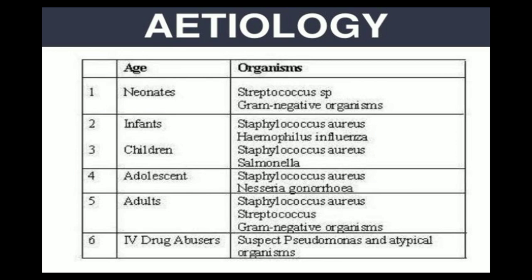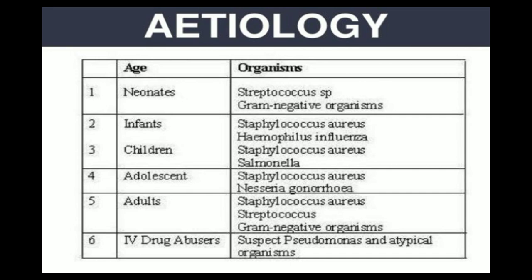Now what are the organisms that affect particular age groups? In neonates, the organisms involved are Streptococcus and gram-negative organisms. Infants and children are affected by Staphylococcus aureus, Haemophilus influenzae and Salmonella. Adolescents are affected by Staphylococcus aureus and Neisseria gonorrhoeae. Adults are affected by Staphylococcus aureus, Streptococcus and gram-negative organisms. And intravenous drug abusers are affected by suspected Pseudomonas and atypical organisms. So these are the bacteria or viruses that affect the particular age group.